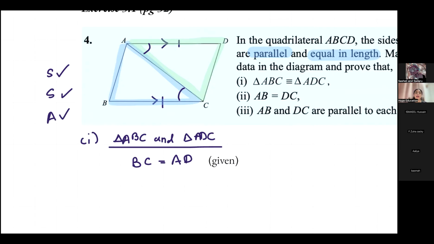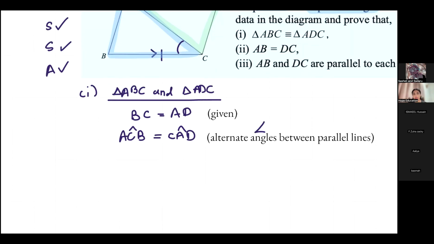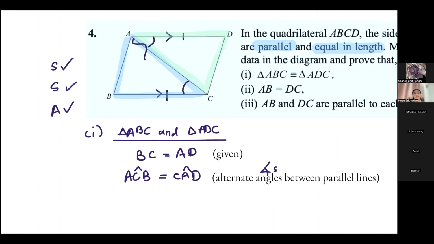Then this angle is equal to this angle, right? ACB in the blue triangle is equal to CAD in the green triangle. The reason is alternate angles between parallel lines. In the reasons, instead of writing angles, you can put the angle sign. That also means angle. Sometimes you don't have to write the entire word. And finally, we can see this AC side is a common side.